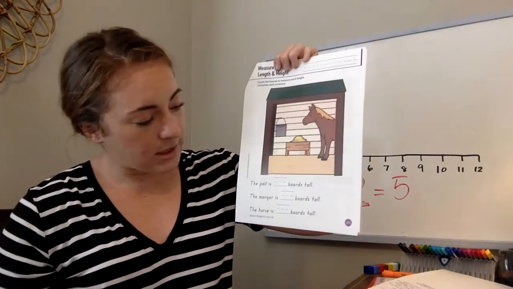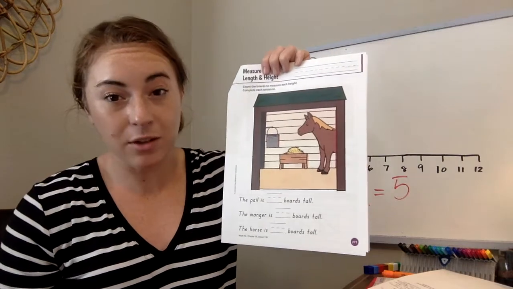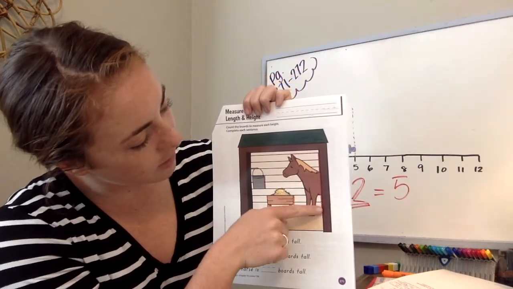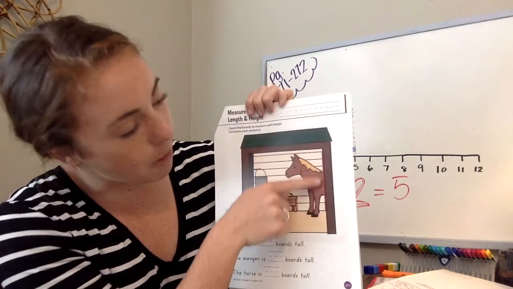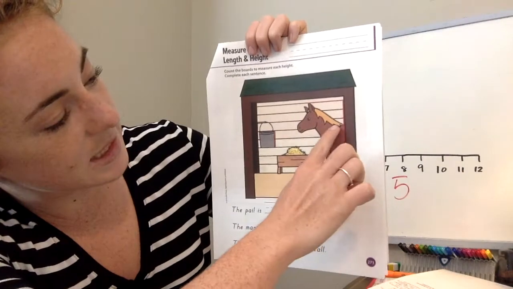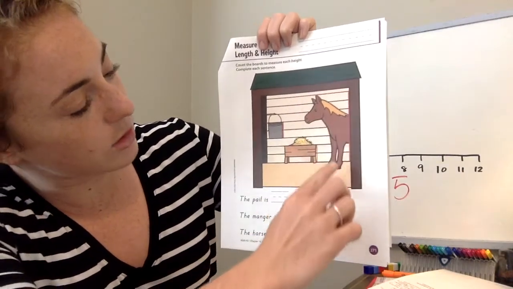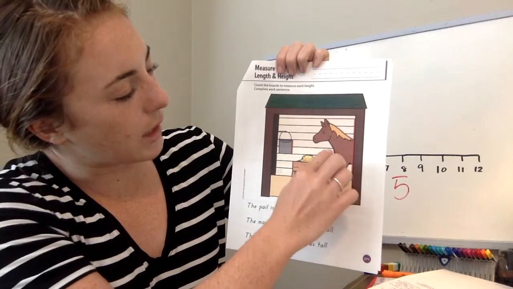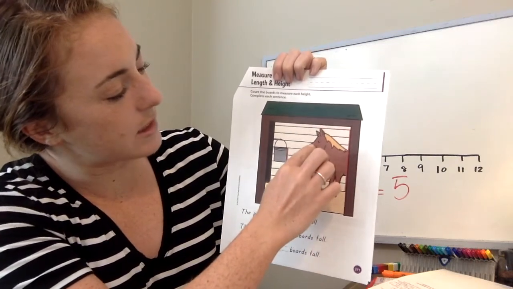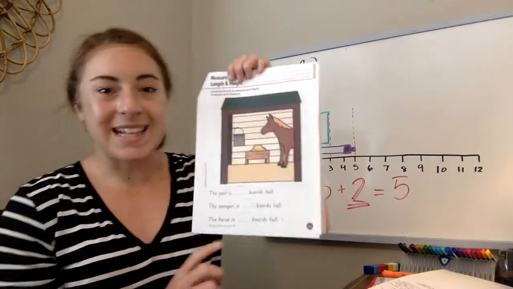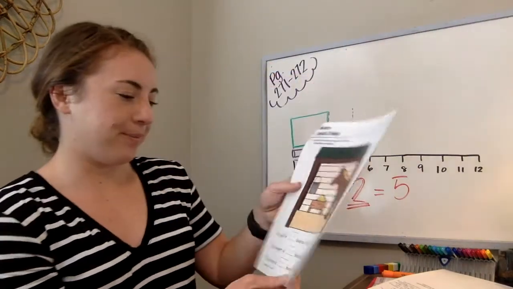Now the horse, can you do the horse by yourself? Remember, we're looking at this red line on the side. How many boards tall? And if the horse is covering, we can go over here. So I'll actually count with you. 1, 2, 3, 4, 5, 6, 7, 8. The horse is 8 boards tall.